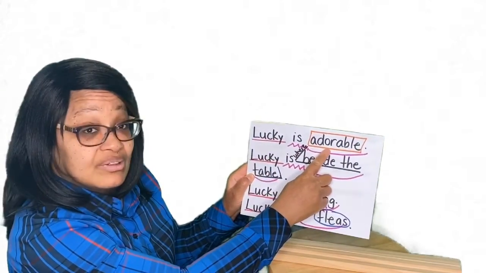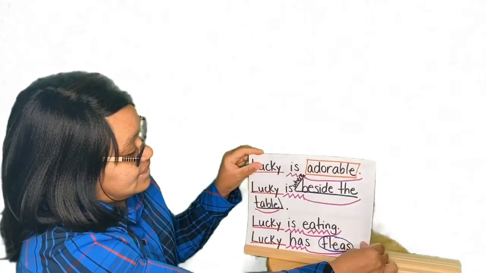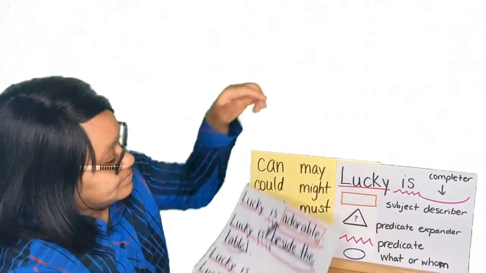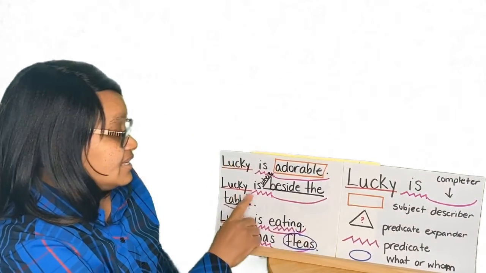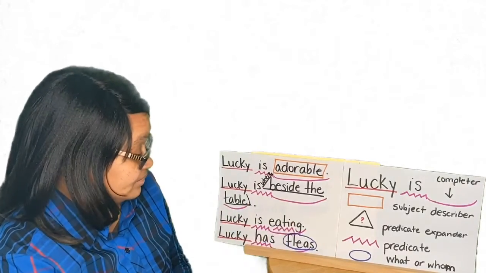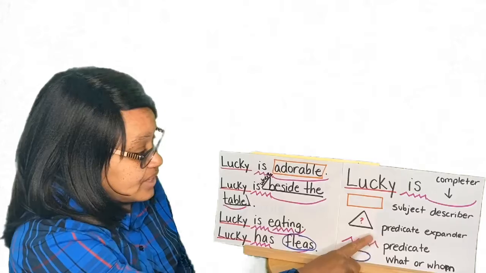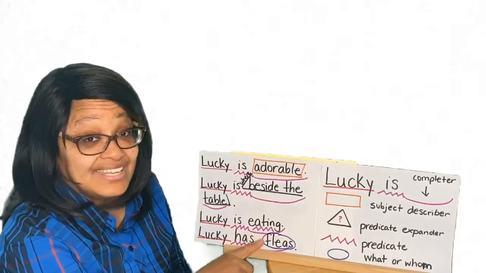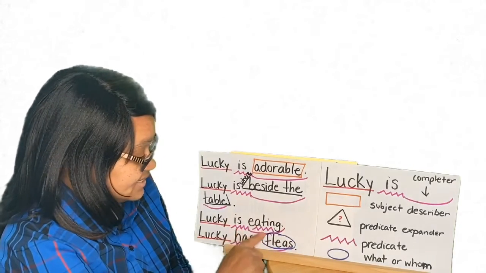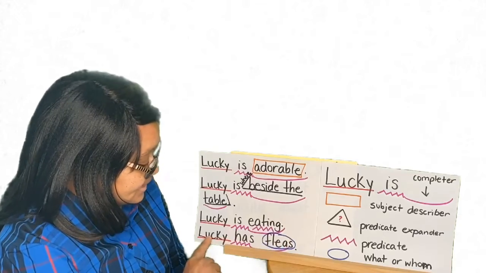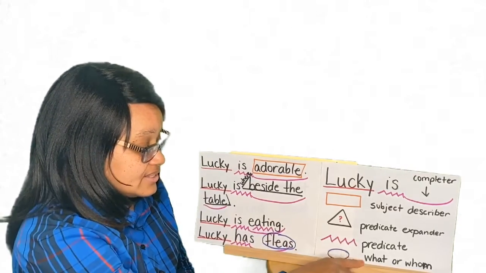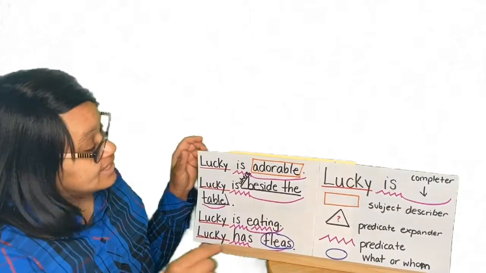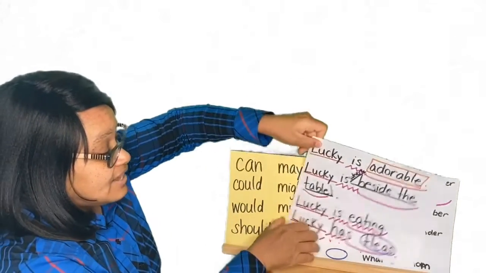Lucky is adorable. That is our subject describer. And that's what we saw here. We're describing Lucky. We could say Lucky is where? Beside the table. So that's our predicate expander. We could say Lucky is doing what? Predicate, eating. So now we just said Lucky is eating. And then we could say Lucky has what? Fleas.